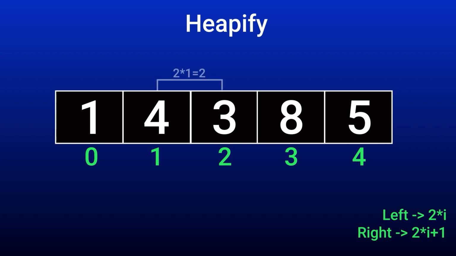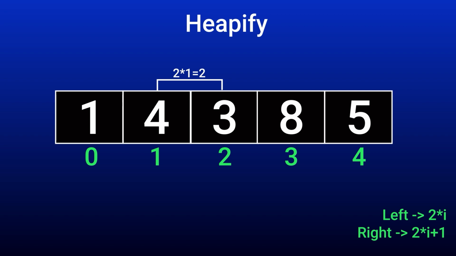The left child of the first element, that is 4, is at index 2 times 1, which is 2. The element at index 2 is 3. Something is wrong. It fails the main property of min heap. 3 is smaller than 4. It cannot be its child. We are missing something. Can you tell me what is wrong? Comment it down. I'm waiting.